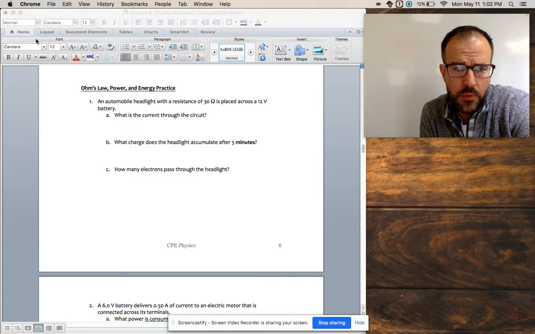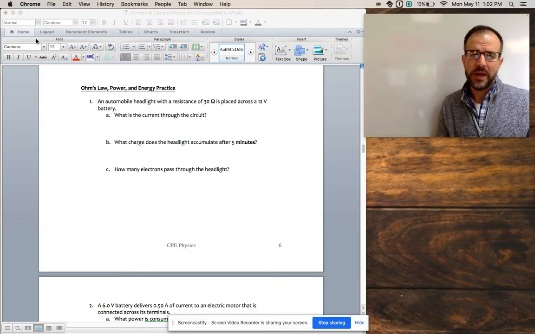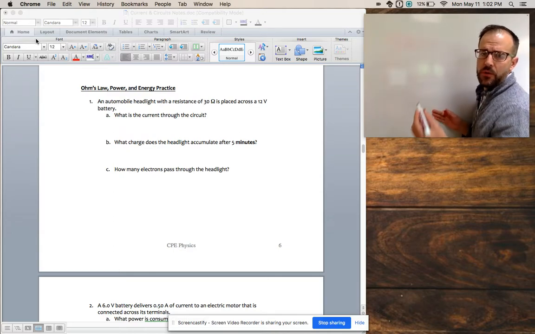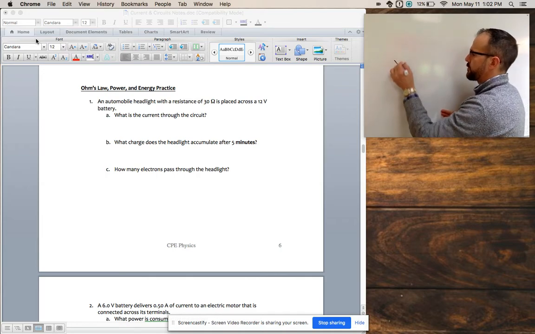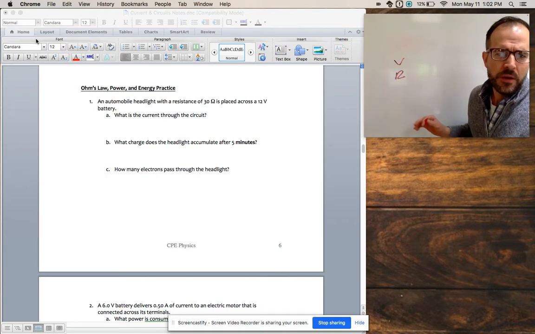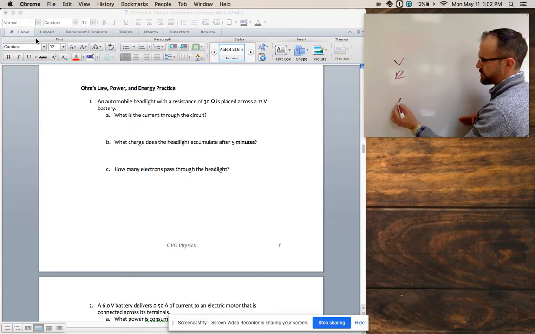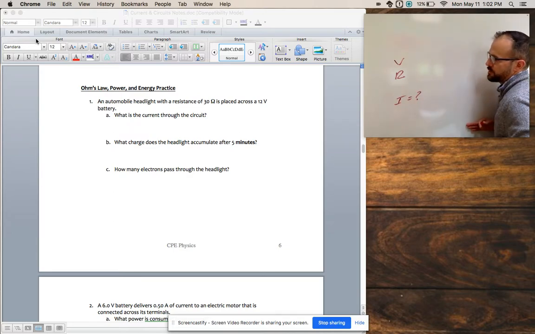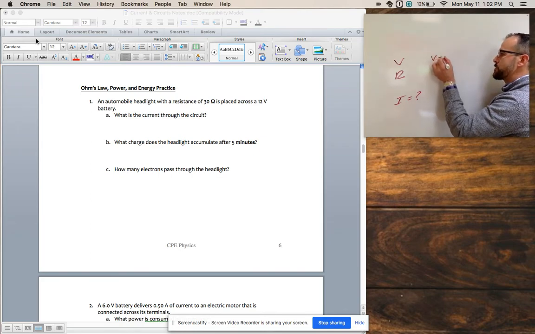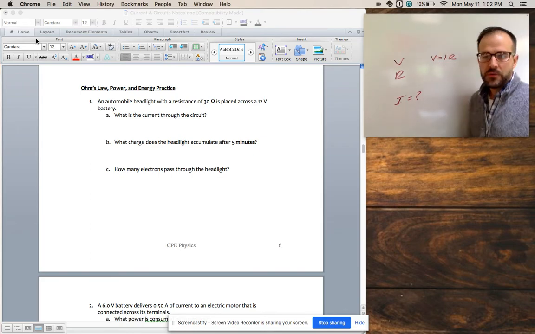Number one, an automobile headlight with a resistance of 30 ohms is placed across a 12-volt battery. So let's see what we have. We have R and we have V, and parts A, B, and C. What is A asking for? What is the current through the circuit? So it wants to know I. This looks like an Ohm's law problem, V equals IR, so I would use V equals IR to figure that out.